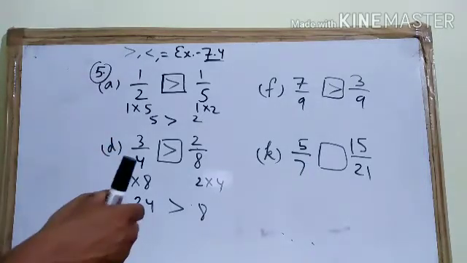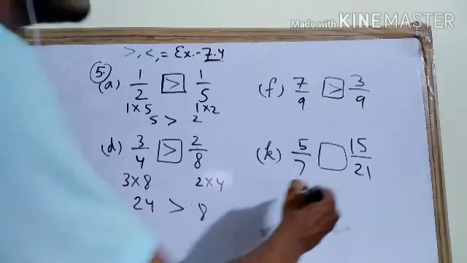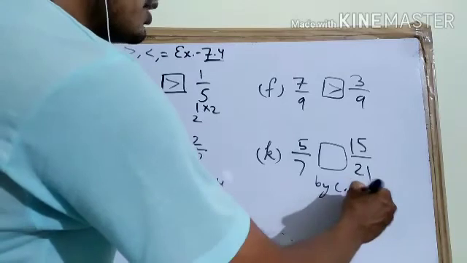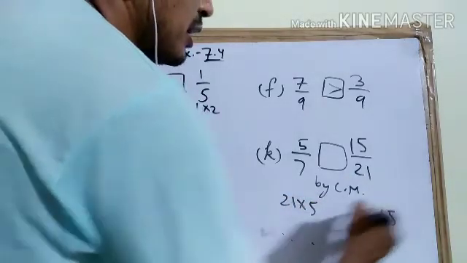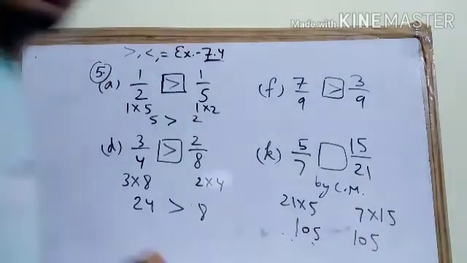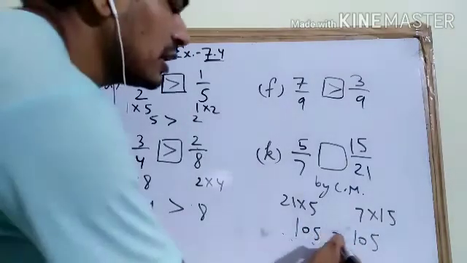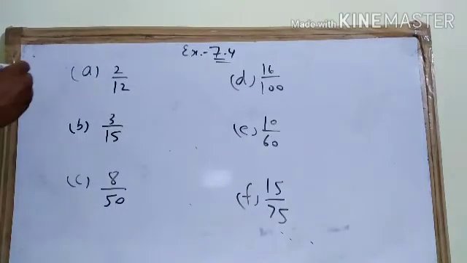Here in this 5 by 7 and 15 by 21, we can again do cross multiply by CM. 21 into 5, 7 into 15. We get 105 here and also 105 here. Both are equal, so we can put the equal sign. So this was your question number 5. Let's see question number 6. Students, let's take question number 6.